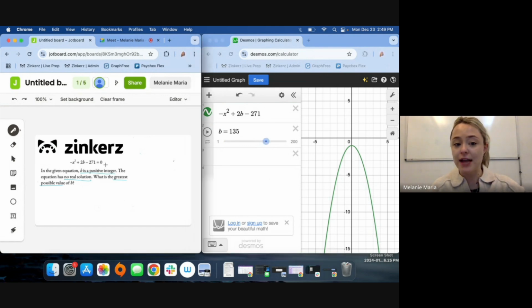And again, this does satisfy the fact that b is a positive integer, and this is the greatest possible. If I go any bigger, if I go 136, I now have two solutions. So here my answer is going to be b equals 135.